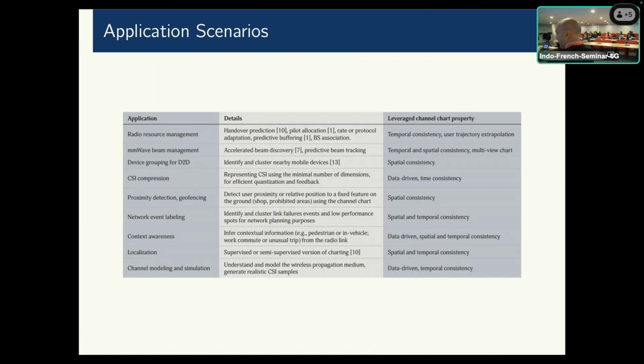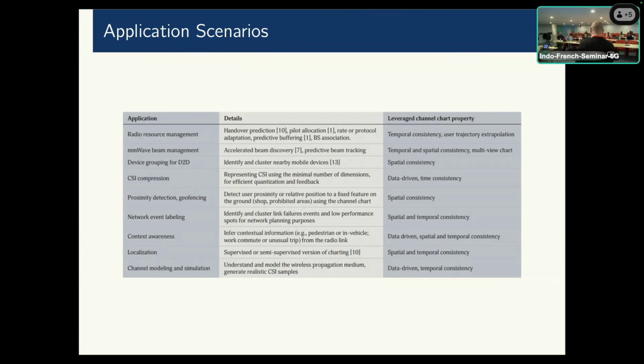Network diagnostic. You can detect areas where users systematically lose connectivity. General context awareness: if you are building a digital twin and you don't have access to real location information, this can be a good surrogate.